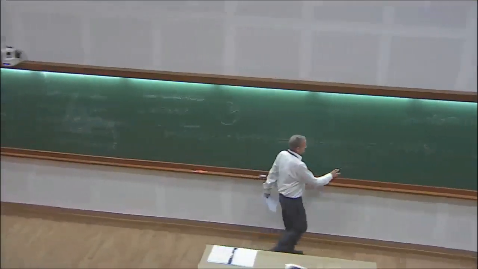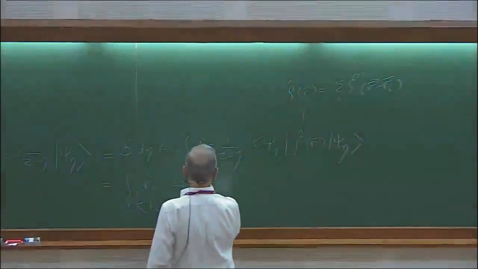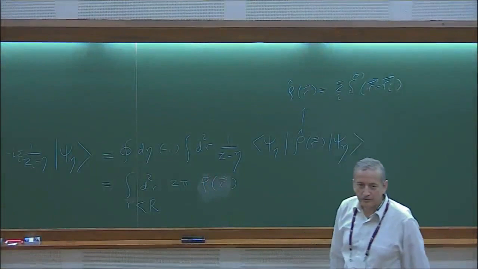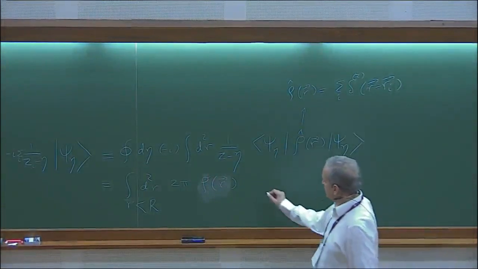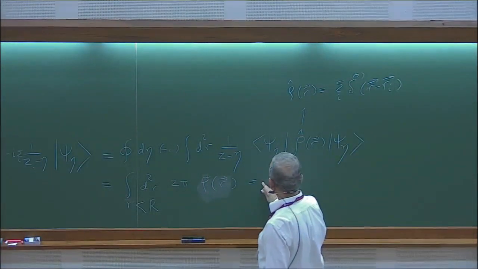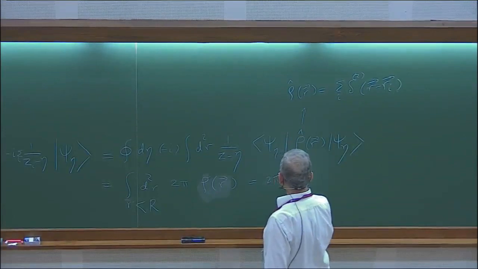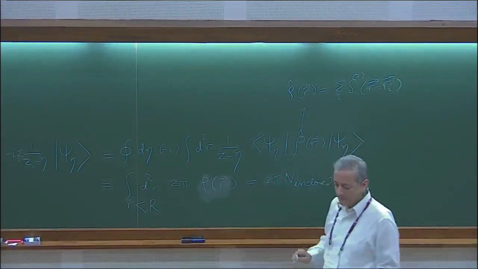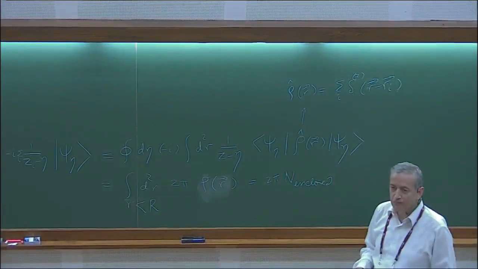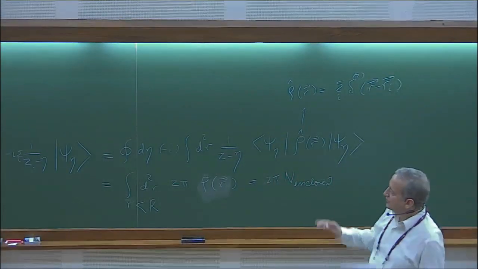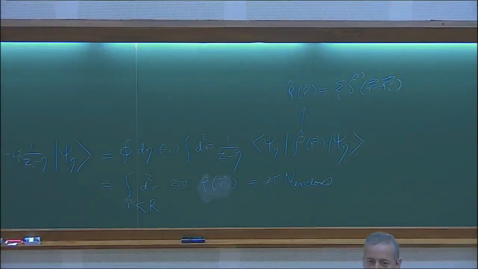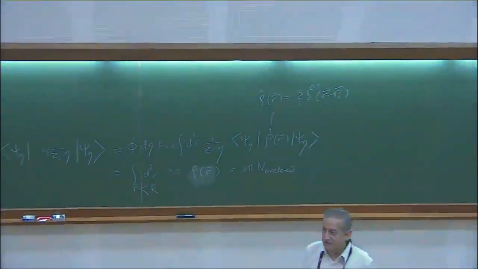Okay, and this is precisely 2 pi times the number of particles enclosed. So this will be the result that I'm going to use to derive things like fractional charge, fractional statistics, and so on. And to begin with, let me derive the formula for the effective magnetic field.